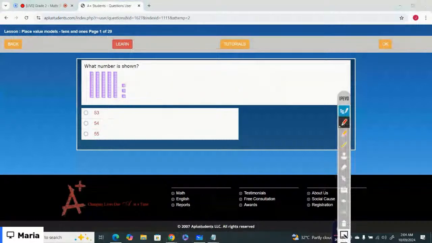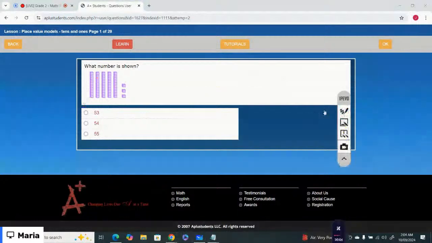Let's just understand the model first, right? This line has 10 small boxes. So one line represents 10, right? So you have 1, 2, 3, 4, 5 lines. So these 5 lines represent 50. And you have 3 ones. So 50 plus 3 makes 53. The correct option is 53. Option number 1 is the correct option.